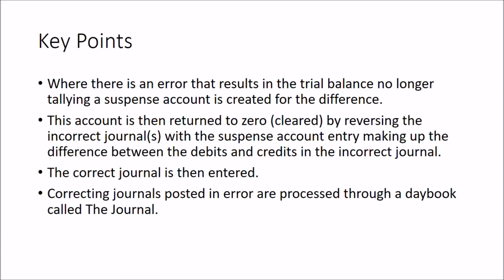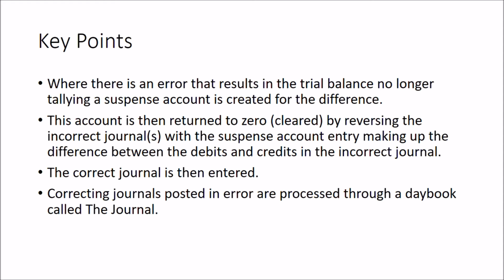Now, in terms of how ACCA would call that, they would call it a journal that's affected the trial balance, so our debits are no longer equal to our credits. We can't leave that suspense account with a number in there because it doesn't really mean anything. So this account is then returned to zero, cleared, by reversing the journal or journals produced in error, with the suspense account entry making up the difference between the debits and credits in the incorrect journal.